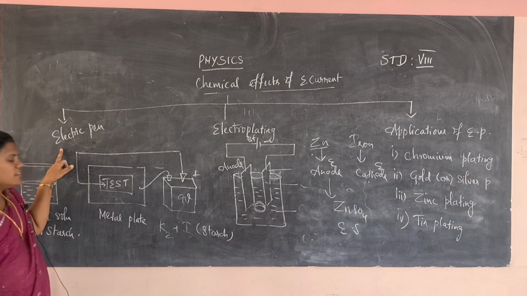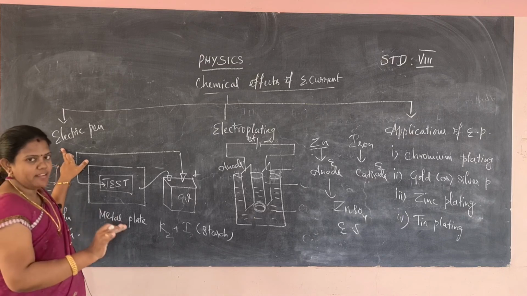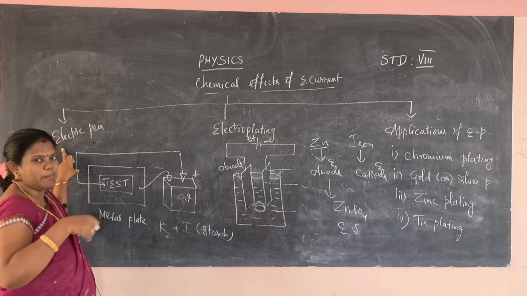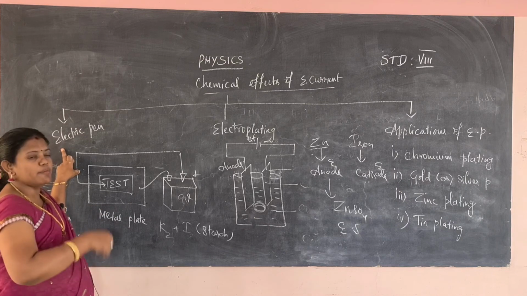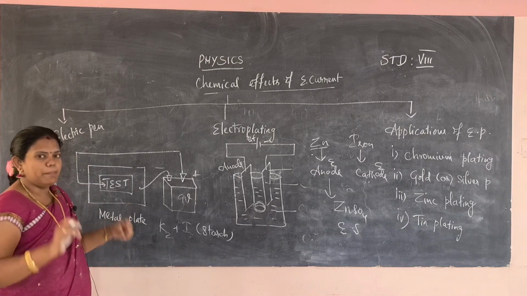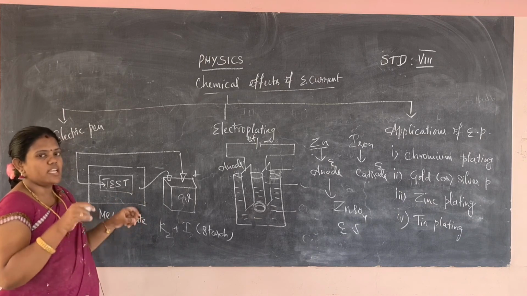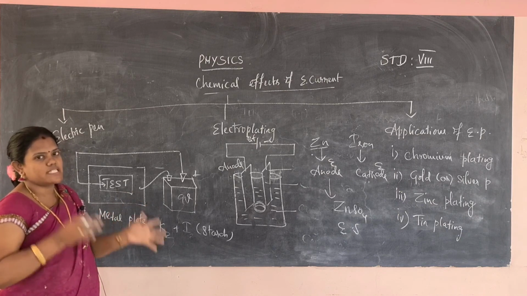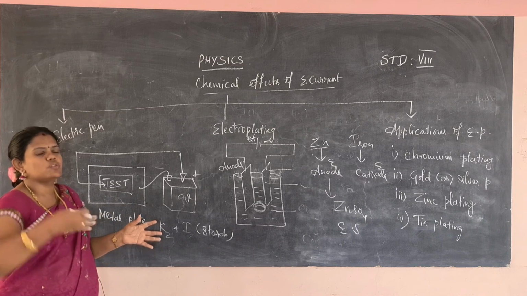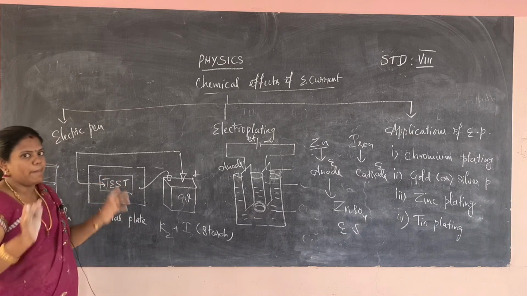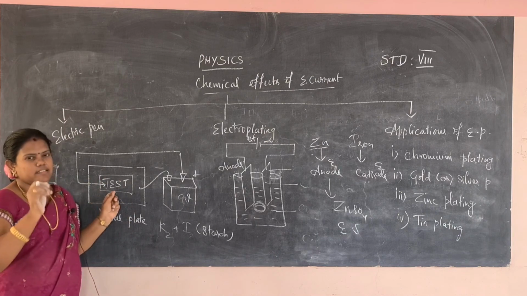The electric pen is just a pen, but you have to apply an electric current on the wire. The wire will act as a pen, but you have to choose a paper that is dipped in a KI solution with starch. The paper is dipped in the solution made by mixing potassium iodide and starch, and we put it here. That is the paper. The pen is just a wire.